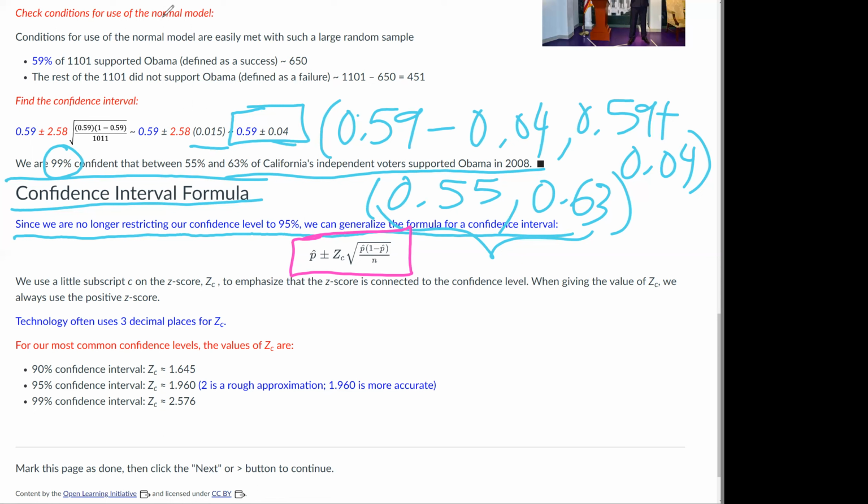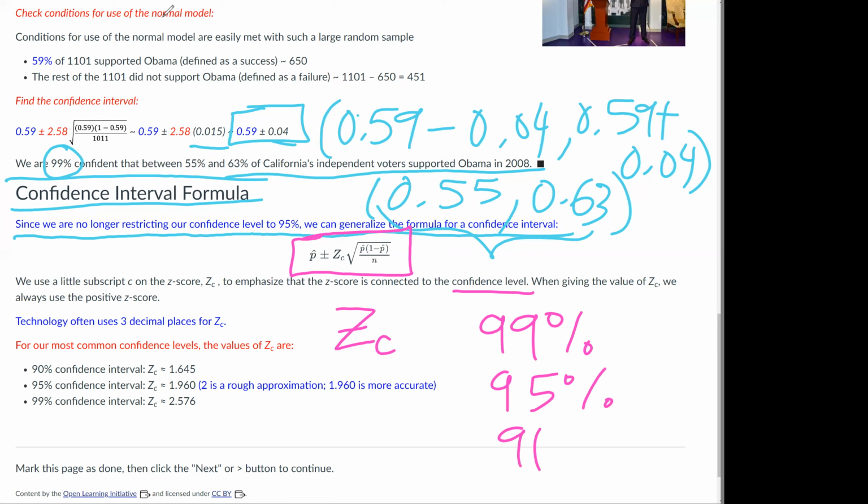So remember that the p hat is the sample proportion. The z with the little c just represents the z-score for the confidence level. So depending on which level you want, 99%, 95%, 90%, you would look up that appropriate z-score. Which one are you focused on? Look that up for that percentage, or use an applet or something. Then we always use the positive z-score.